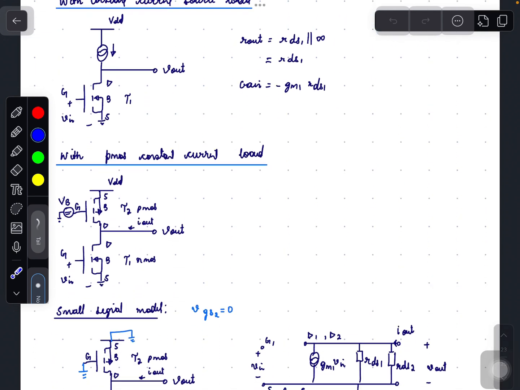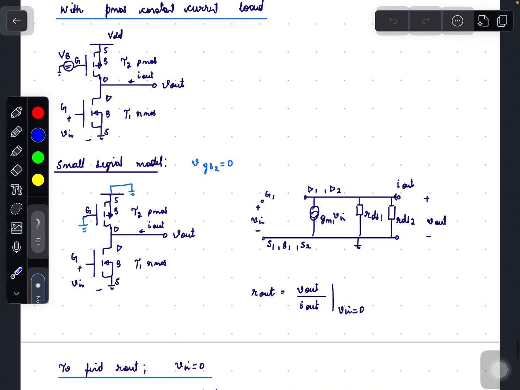When the ideal constant current source is replaced by a PMOS constant current source, that is, whose gate to source voltage is fixed, here the gate is fixed to VB. Then when the PMOS is operated in saturation region, the PMOS can act like a constant current source. So in this case, Rout will be RDS1 parallel to RDS2, which I will show in the small signal model analysis.